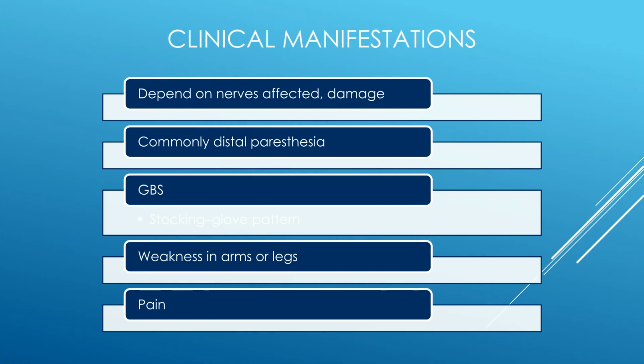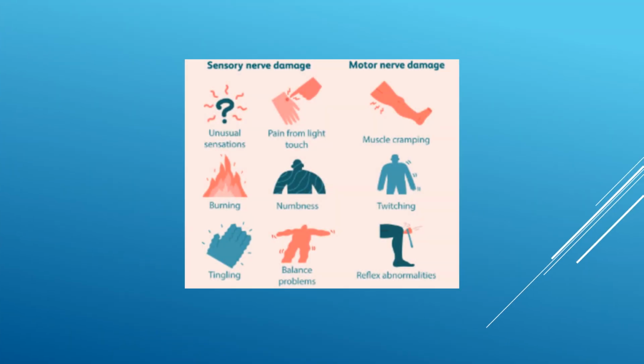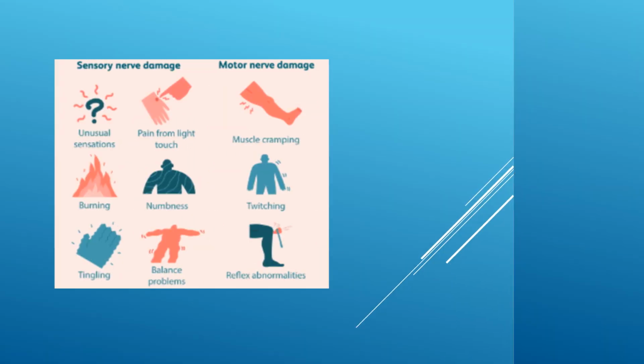Clinical manifestations depend on the affected nerves and the extent of damage. Common symptoms include a distal paresthesia, and for conditions like GBS, a stocking glove pattern. Patients may also experience weakness in the arms or legs and pain. Sensory nerve damage can present as unusual sensations, pain from light touch, burning, numbness, and tingling. Motor nerve damage may manifest as muscle cramping, twitching, balance problems, and reflex abnormality.